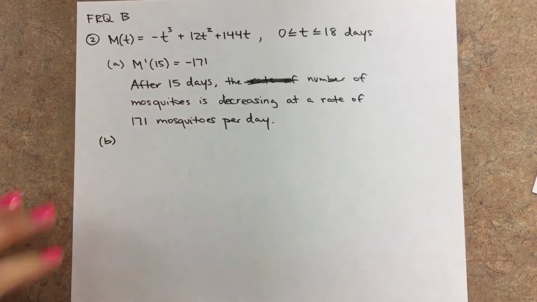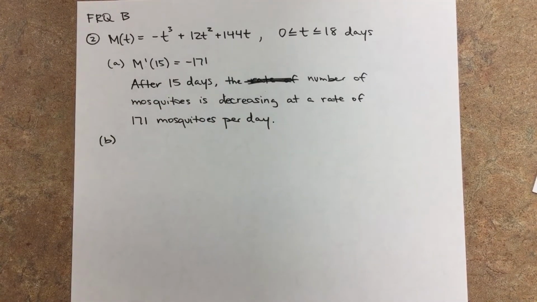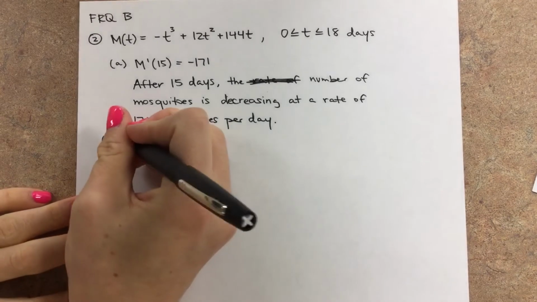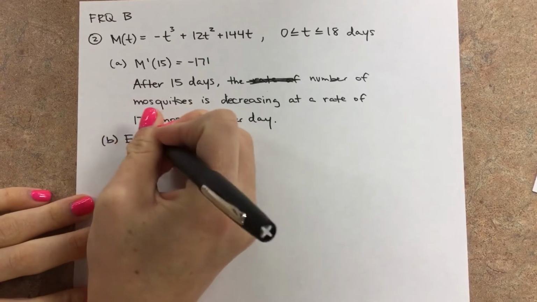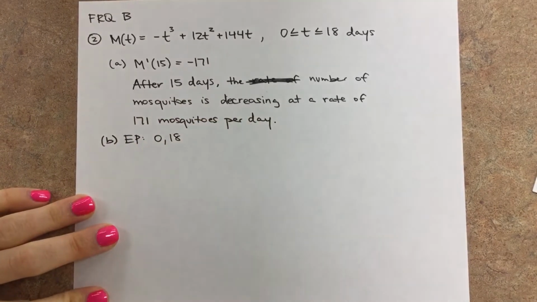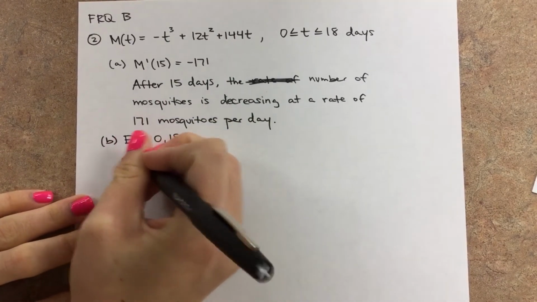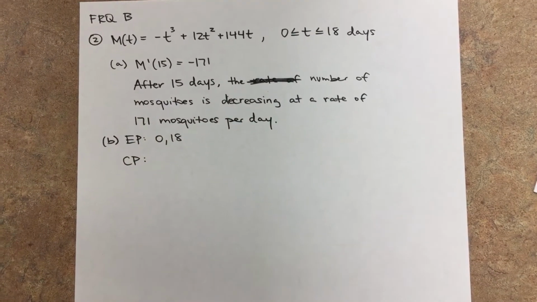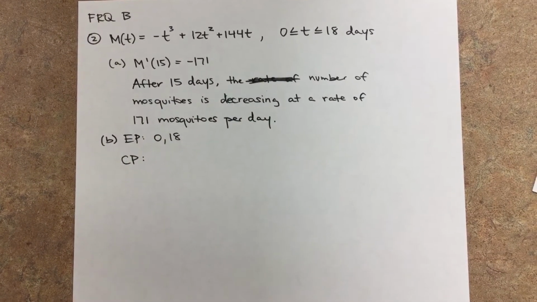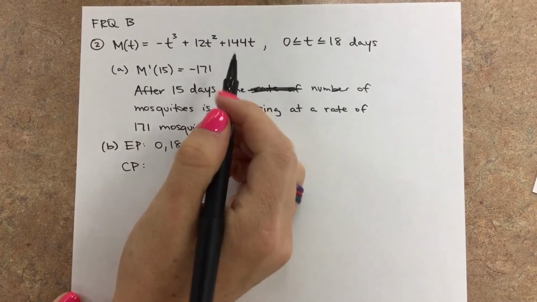All right, letter B. Letter B says, based on the model, what is the absolute maximum number of mosquitoes over the time interval? So for absolute extrema, we do the candidates test. We set up endpoints, we set up critical points, put them all on a table. So our endpoints are 0 and 18, and then we want to find our critical points. So remember, the definition of critical points is any time where the derivative is either equal to 0 or it's undefined. Now this is a polynomial, so it's never going to be undefined.